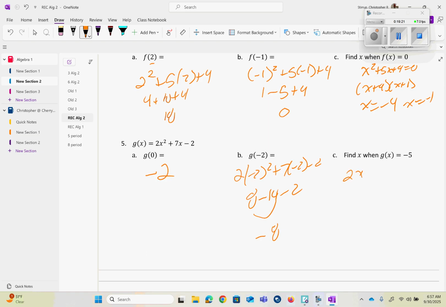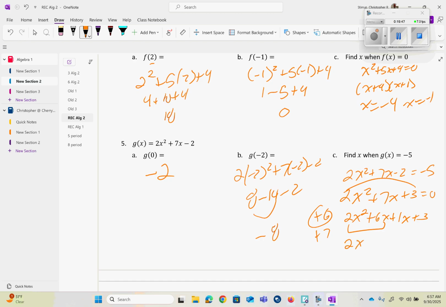And we want to then solve this when it's equal to negative 5. So I'm going to go 2x squared plus 7x minus 2 equals negative 5. Let's bring the 5 over by adding it. So that's going to give me plus 3. Now it's equal to 0. So then we want to factor this. So what two numbers multiply to give me 6, add to give me 7. So that's going to give me 6 and 1. So 2x squared plus 6x plus 1x plus 3.